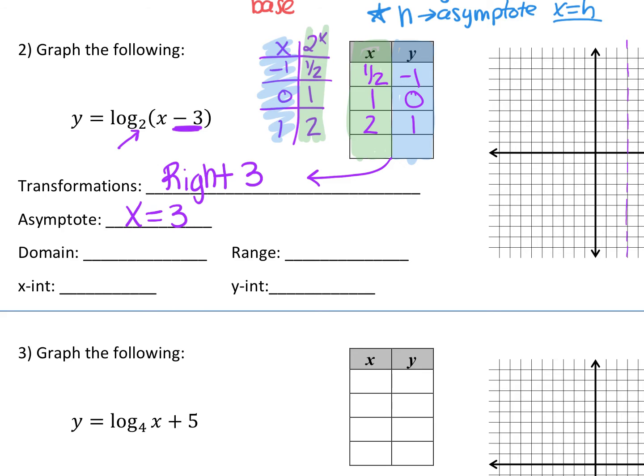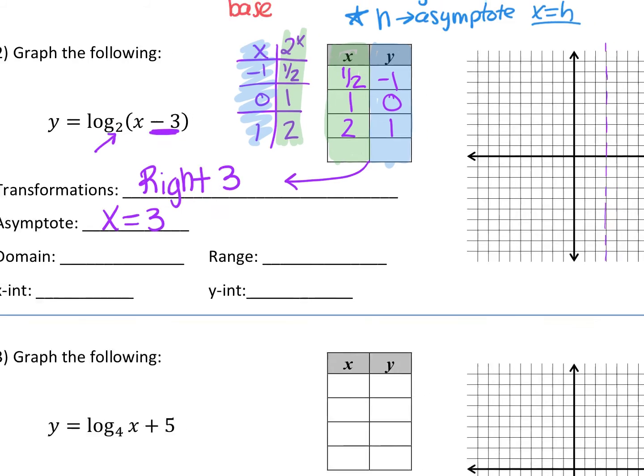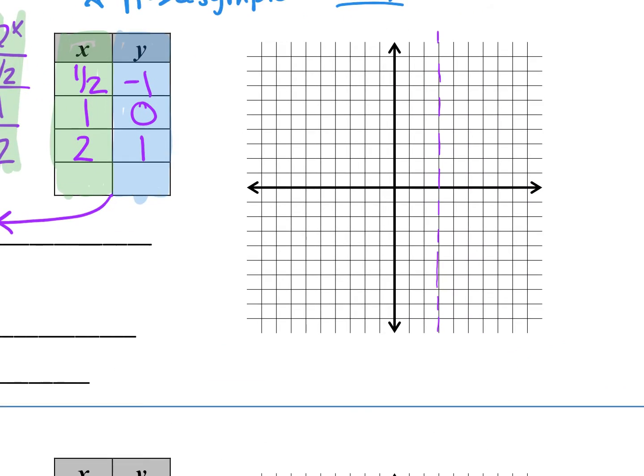So I'm going to take each of these points and then shift them right 3. So if I go to 1/2, negative 1, that would put me right here. But that's not my final point. I have to go 1, 2, 3 to the right. Then I'm going to do the same thing, 0, 1, and then I have to go 1, 2, 3 to the right. 2, 1, and then go 1, 2, 3 to the right. So all my points should be on the right side of my asymptote. And so that is what my graph will look like.